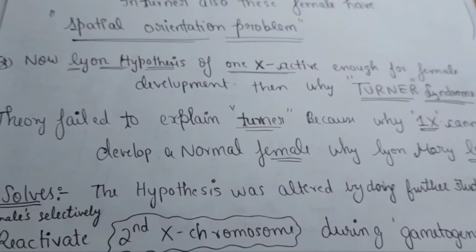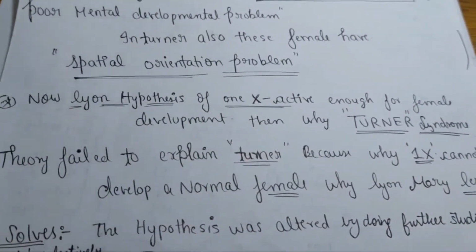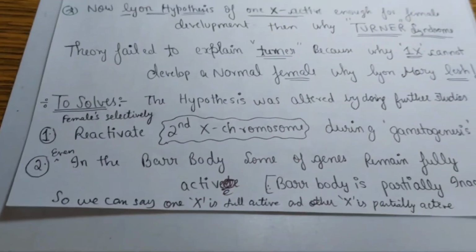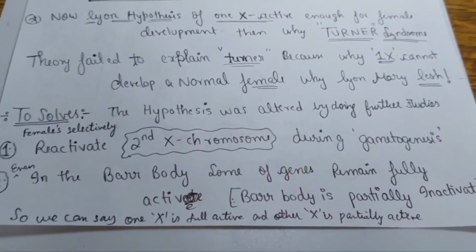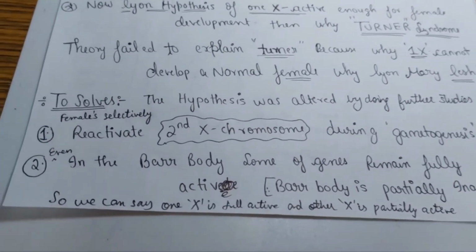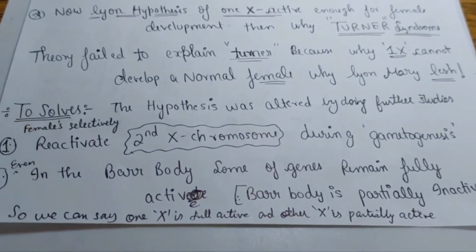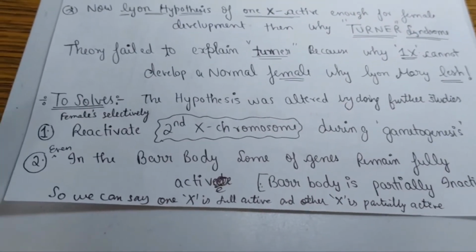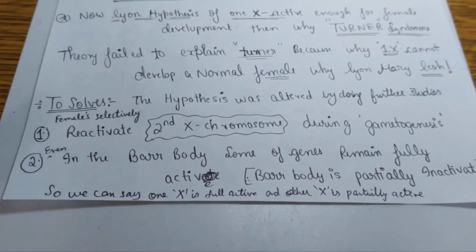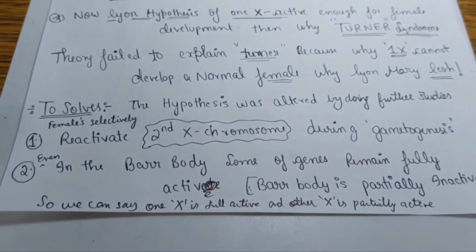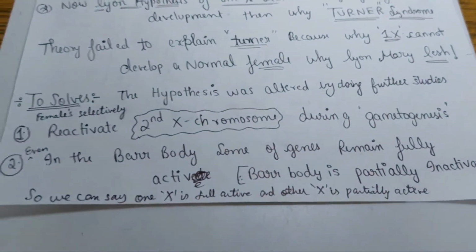So this means that the Lyon hypothesis failed to explain the development of Turner syndrome, even though she had just one X chromosome. To solve this problem, the hypothesis was altered a bit after further investigation and modification. The new conclusion was that females selectively reactivate the second X chromosome, the Barr body, during gametogenesis. Also, even in the Barr body, some of the genes remain fully active. That means the Barr body is not fully inactive, it is just partially inactive.